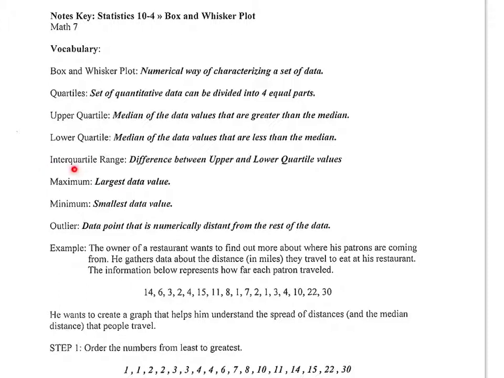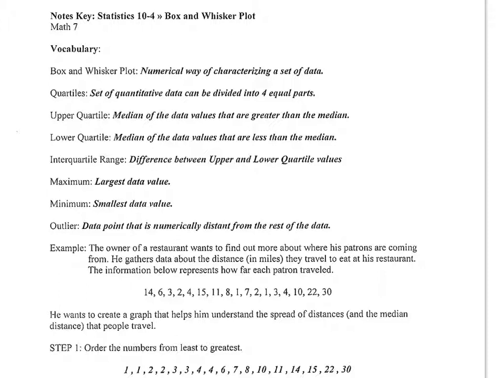The interquartile range is the difference between the upper and lower quartile values. So I'll show you in a little while though, these are very closely related because they become the box of the plot. The maximum value is the largest one. The minimum is the smallest one.